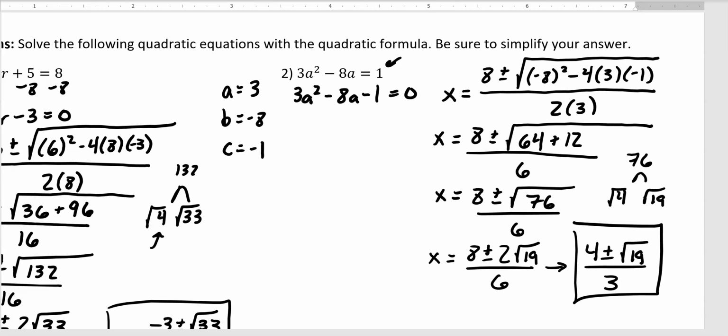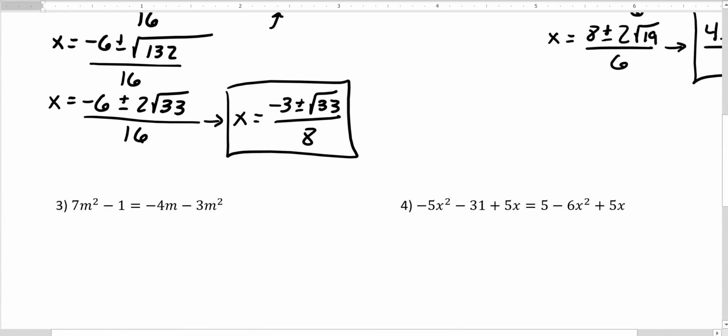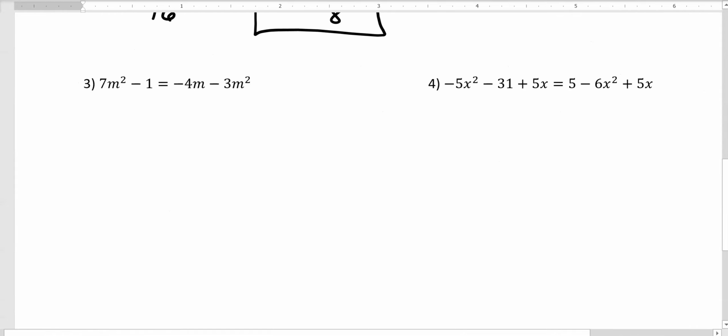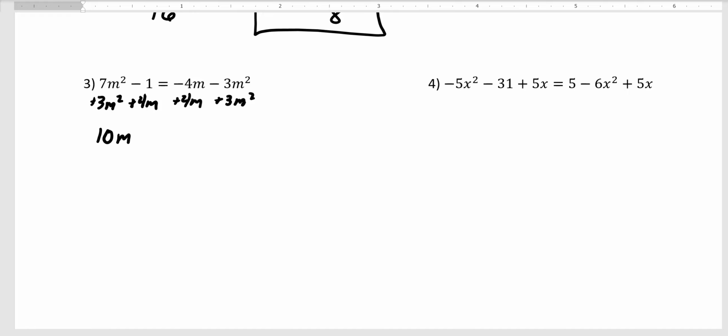Let's look at number 3 here. Okay, so this time we got a lot going on. We're going to need to add 4m to both sides and add 3m squared. So we'll add 3m squared, add 4m. When I do that, I would get 10m squared plus 4m minus 1 equals 0.